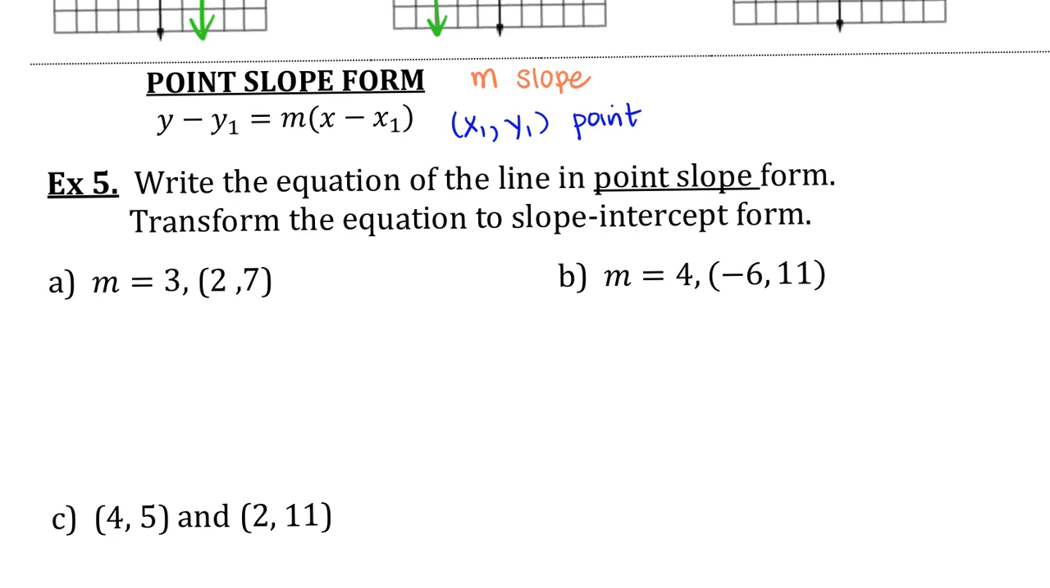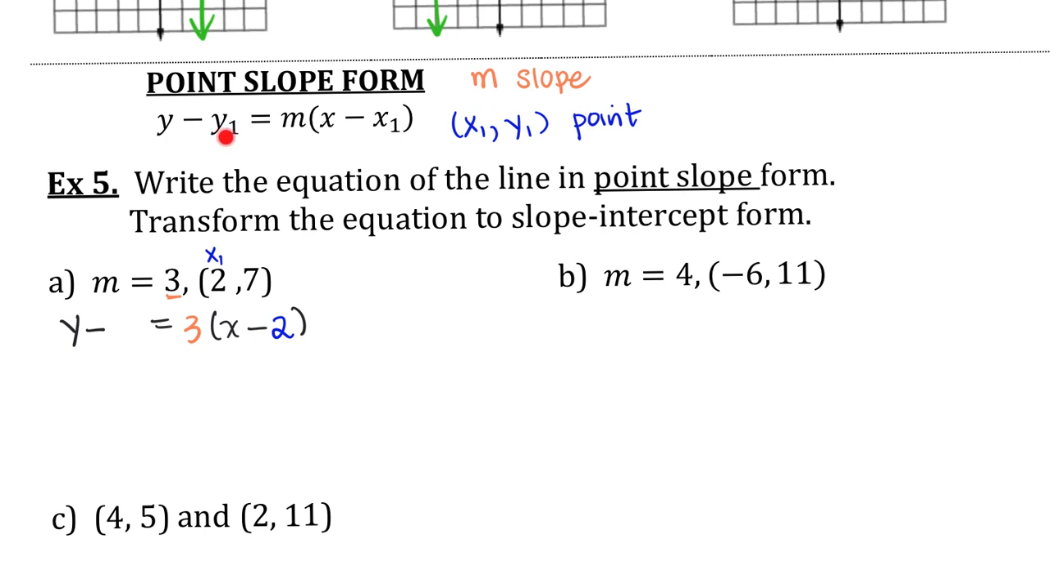Now why am I using point-slope form? Because they gave me a point and they gave me a slope. Now the format is y minus y1 equals m times x minus x1. So I'm going to say y minus something equals m. What is m? M is 3. And then it's going to be x minus x1, whatever x1 is. X1 is the x coordinate of the point they give me. So this is my x1.